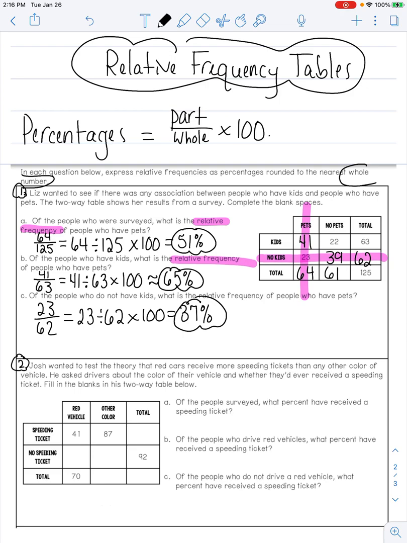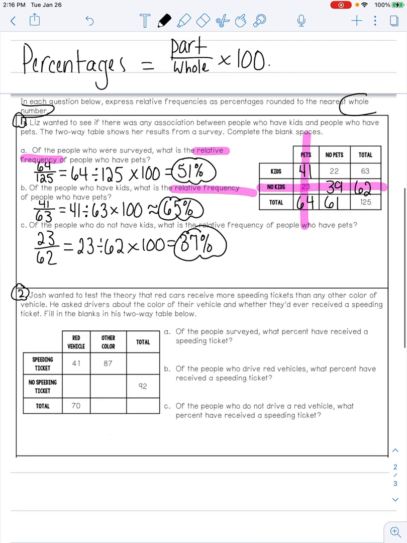So let's try one more time from start to finish. The way you'll be working today, I'm going to fill in our two-way table using addition and subtraction. So let's do what we can here. Speeding tickets, I can add 41 and 87 to get 128. Next, I notice that I can do my total. I can add 128 and 92 to get an overall total of 220.